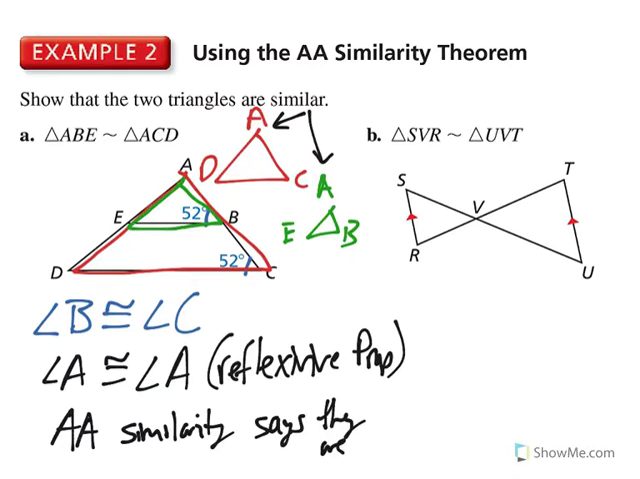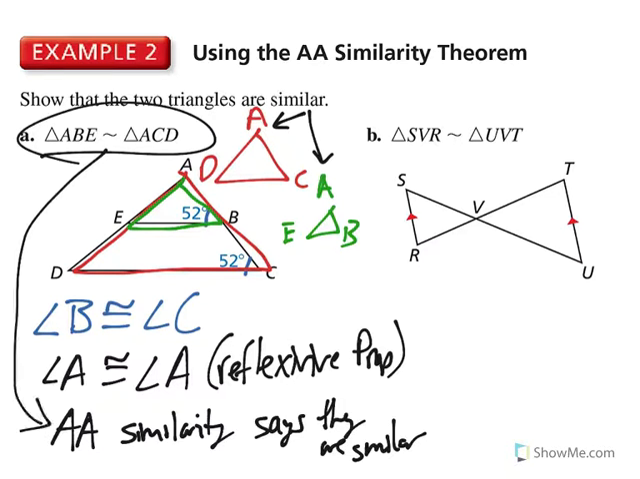Okay, and that's all we would need to do for a problem like this. We could do this as a proof as well. This is just kind of a short version of a proof. But I would be able to start off with my given and then doing, like I said, reflexive property and then making this last statement. And my reason would be this last part, that AA similarity would be my reason.